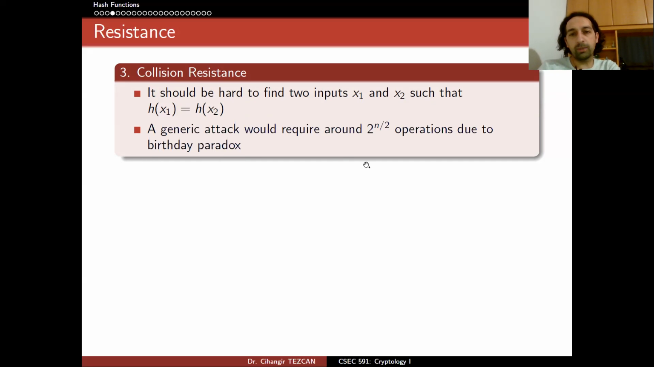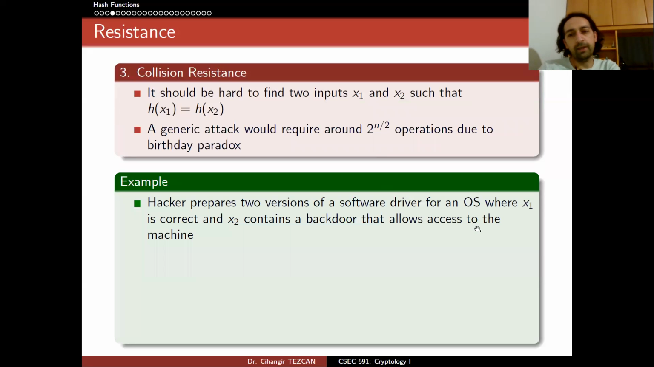And due to the birthday paradox, a generic attack is somewhat easier, and the complexity is the square root of the previous attack, so it only requires 2 to the n over 2 operations. So why do we need such a thing?